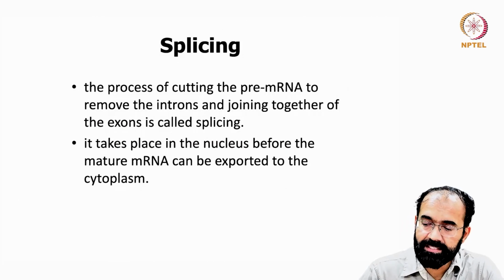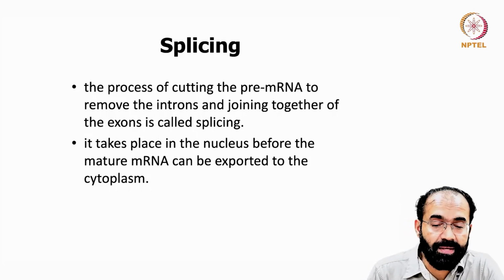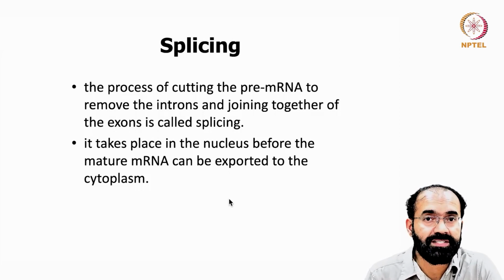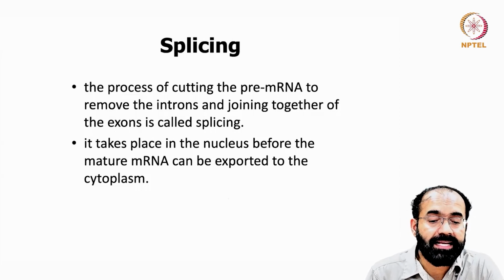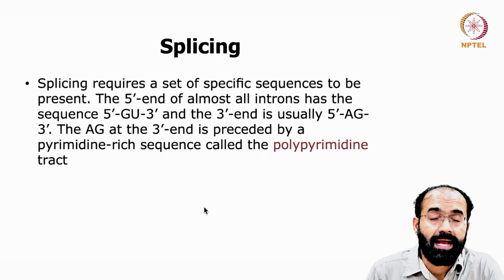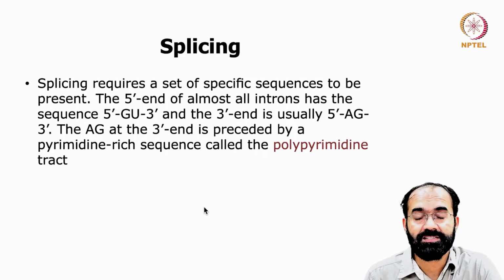And coming back to splicing a little bit more in detail, the process of cutting the pre-mRNA to remove the introns and joining together the exons is called, in simplistic terms, splicing. It takes place in the nucleus before the mature mRNA can be exported to the cytoplasm. And splicing requires a set of specific sequences to be present.